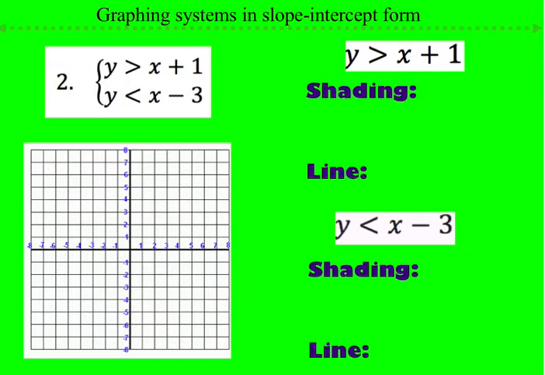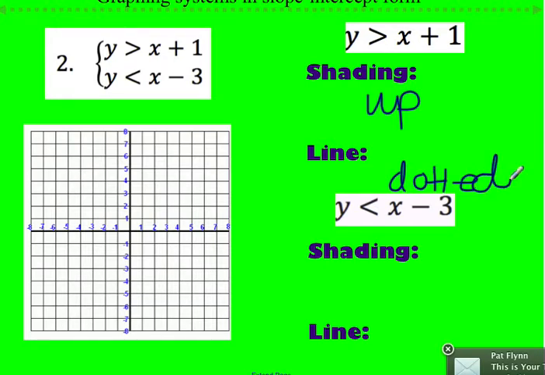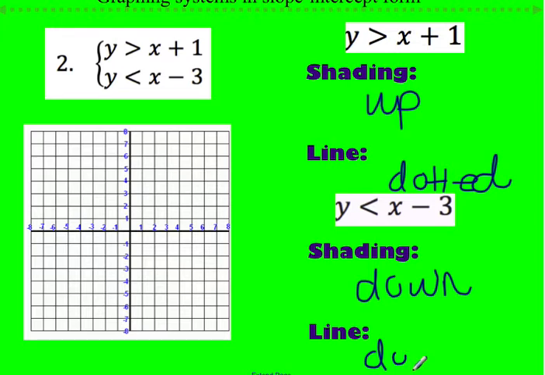Taking a look at number 2, we have some decisions to make. Let's take a look at the first one here. For the first one, the alligator is opening towards the y, so I know I'm shading up. I notice that there's no line underneath the inequality, so it's going to be dotted. Then taking a look at the second one, I notice that's facing away from the y, so I'm shading down. And there's no line underneath, so it's going to be dotted.